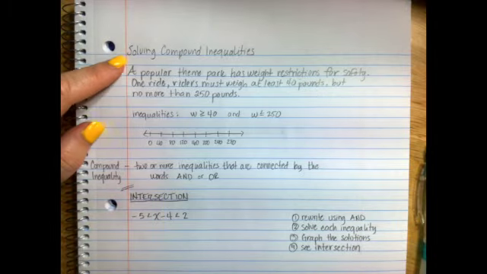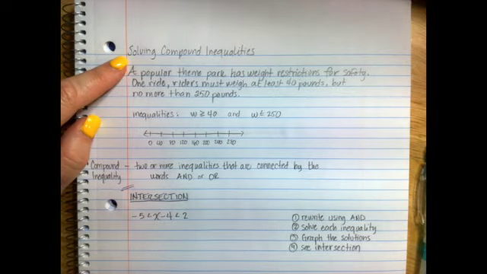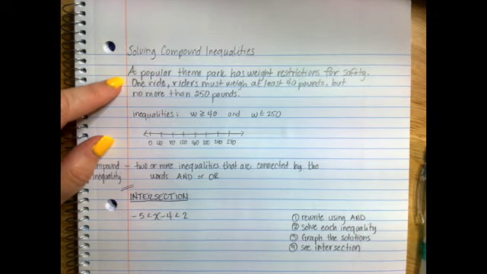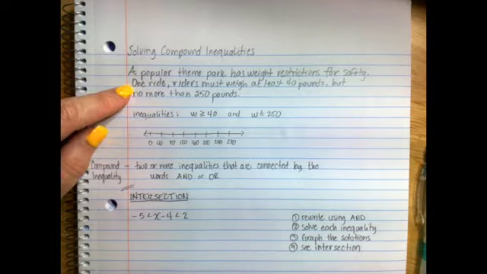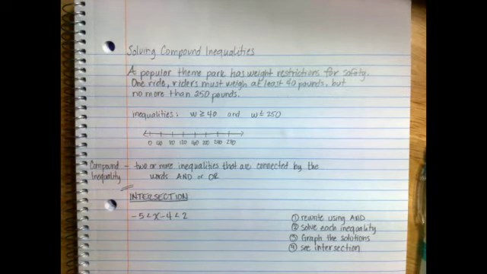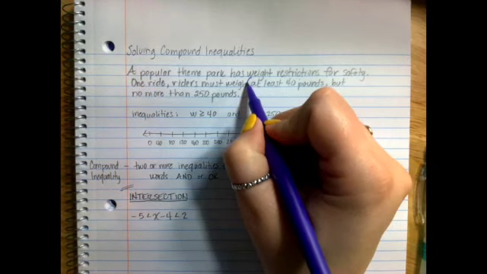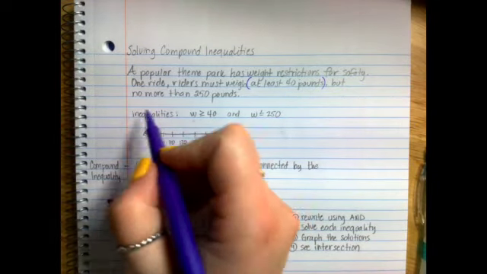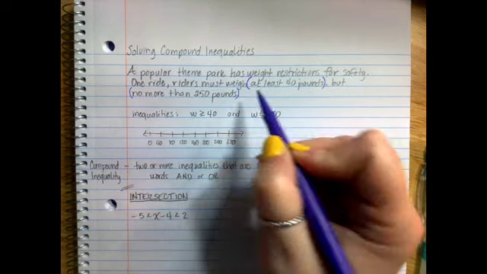This tutorial is about solving compound inequalities. So here we have an example so we can figure out what this is. We have a popular theme park that has weight restrictions for safety. On one ride, riders must weigh at least 40 pounds. That sounds like an inequality, but no more than 250 pounds.